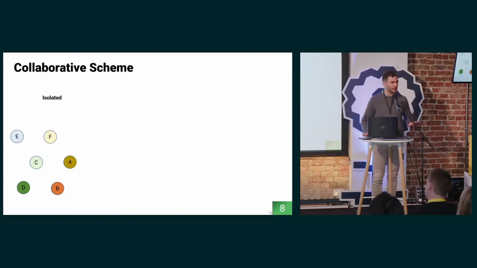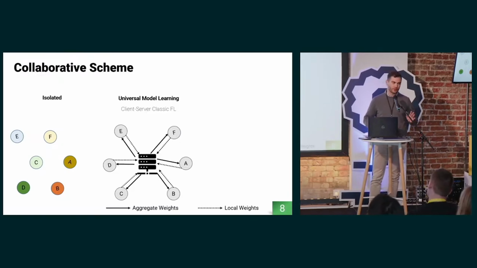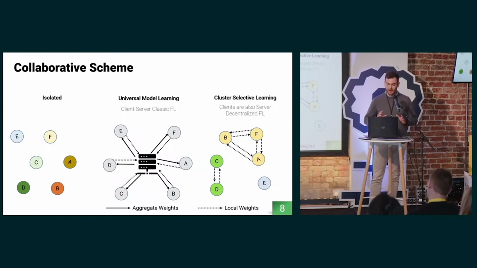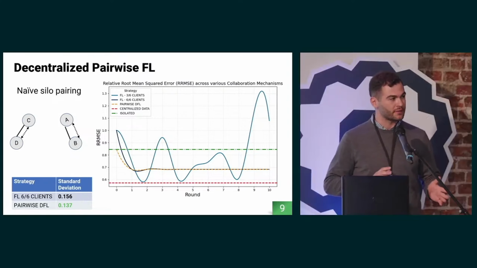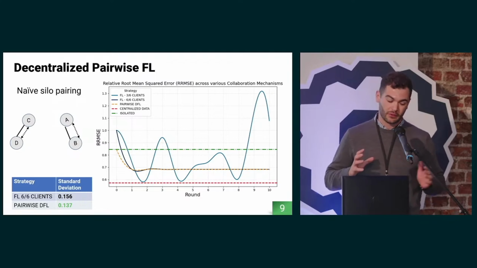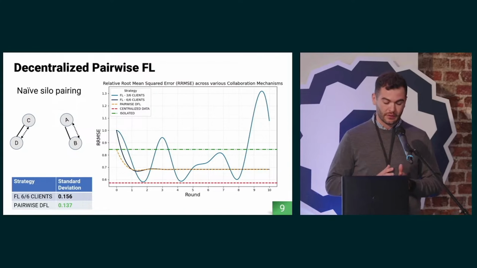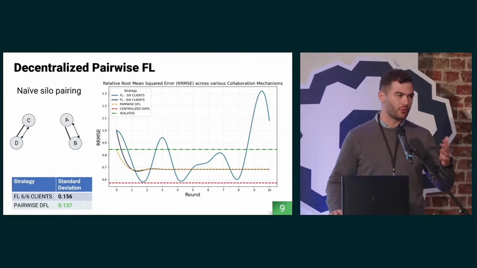So we do not think that isolation is the best. We do not think that a universal federated model is the best. We think that a client-selective approach, clustering clients by their compatibility, their similarity, can provide a very interesting scheme. For that, we provide this baseline: a pairwise federated learning, where we try to connect 2 silos that are the best match. It's a very naive collaboration scheme.